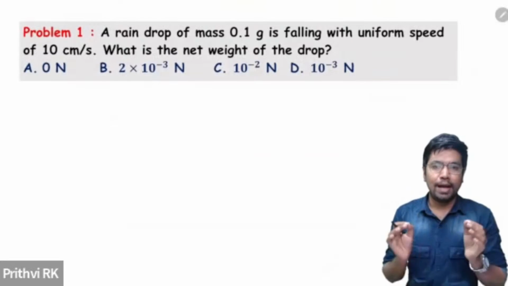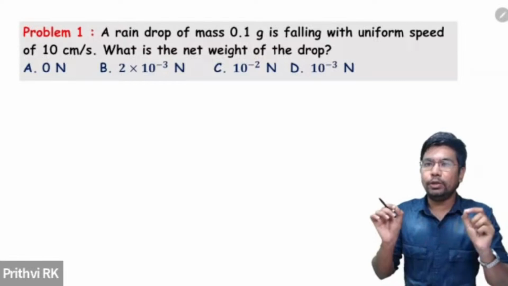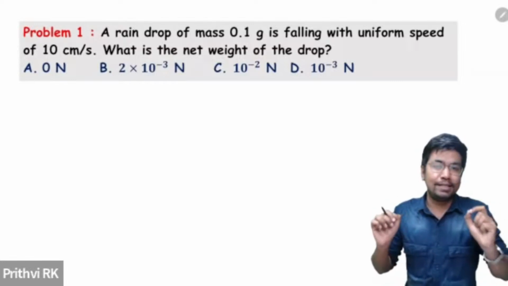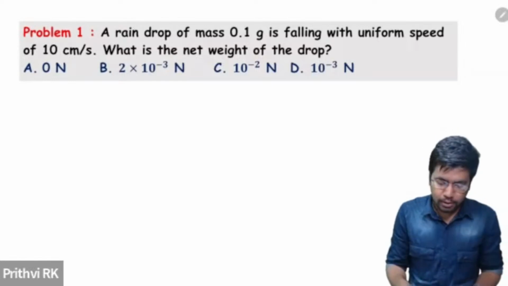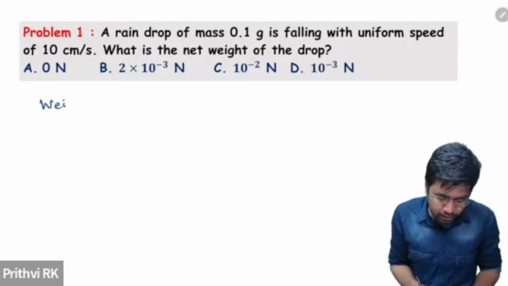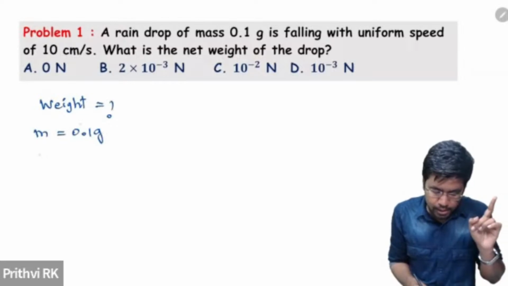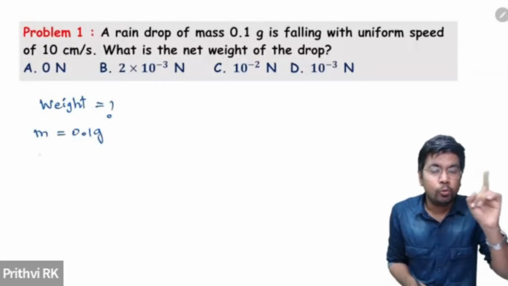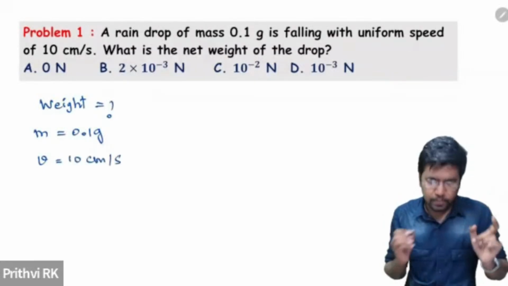So here is a question. A raindrop of mass 0.1 gram is falling with a uniform speed of 10 centimeter per second. What is the net weight of the drop? What are they asking? They are asking the net weight. What have they given? The mass is 0.1 gram, and the uniform speed v, which is 10 centimeter per second.